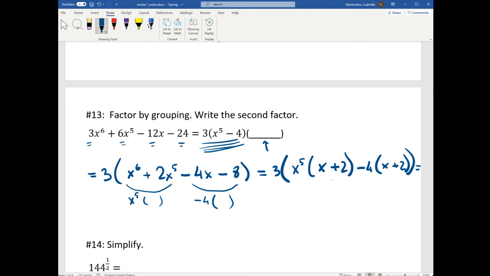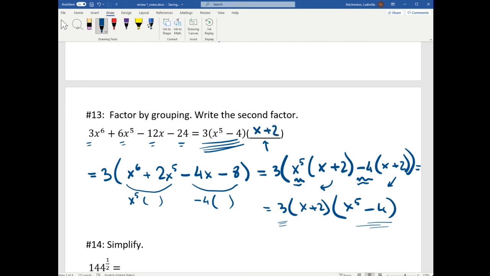And then we factor out this x plus 2 from each term. We get 3 times x plus 2. We factored it out, and the rest will be x to the 5th minus 4. So this 3 is already written, this term is already written, so the factor that we must write here will be x plus 2.